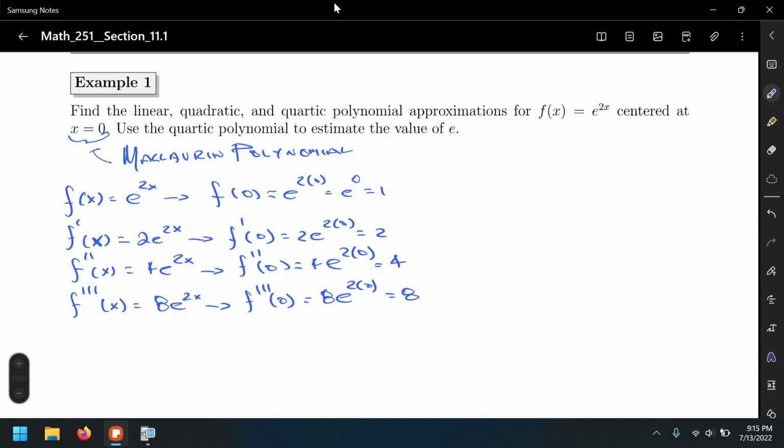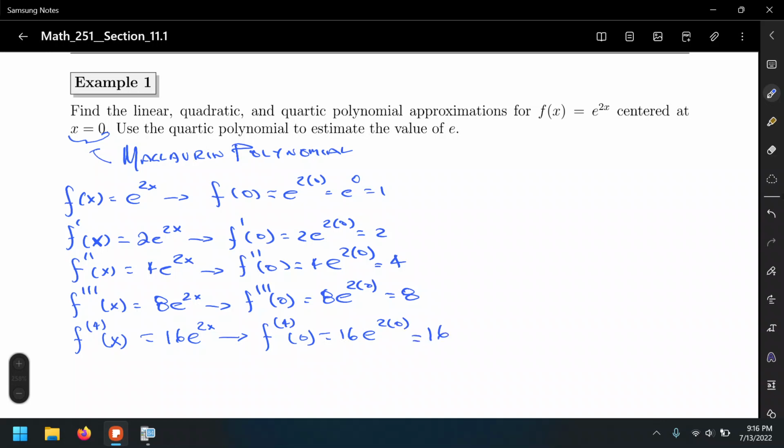And one last derivative, because we want the quartic polynomial. That means we need to find 4 derivatives. Recall that for derivatives higher than 3, we no longer use the prime symbol. We open parentheses and put the number inside the parentheses to denote the 4th derivative. And 8 times 2 is 16e to the 2x. f quadruple prime at 0 equals 16e to the 2 times 0, which equals 16.